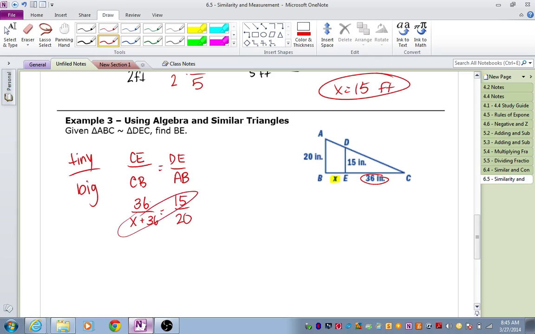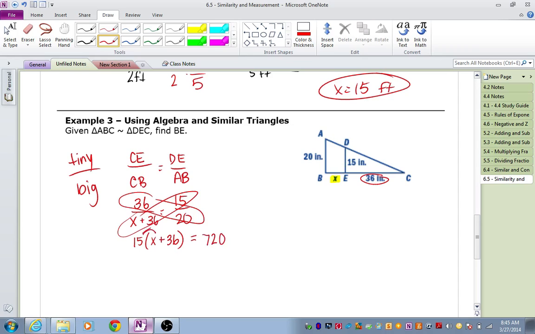Now we're still going to cross multiply. But over here, what's going to happen is we are going to have to multiply that 15 by the whole thing of X plus 36. And then on the other side, we have 36 times 20, which is 720.